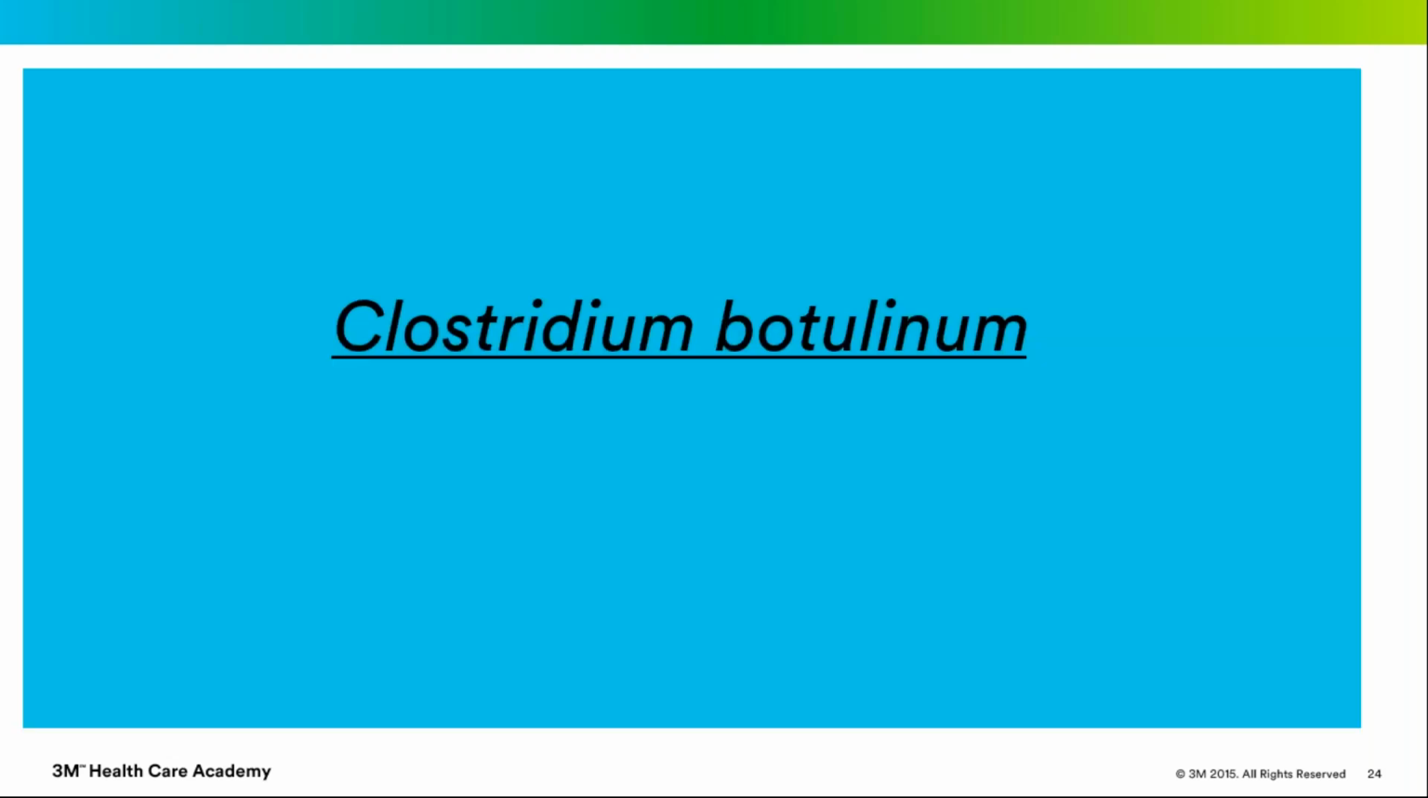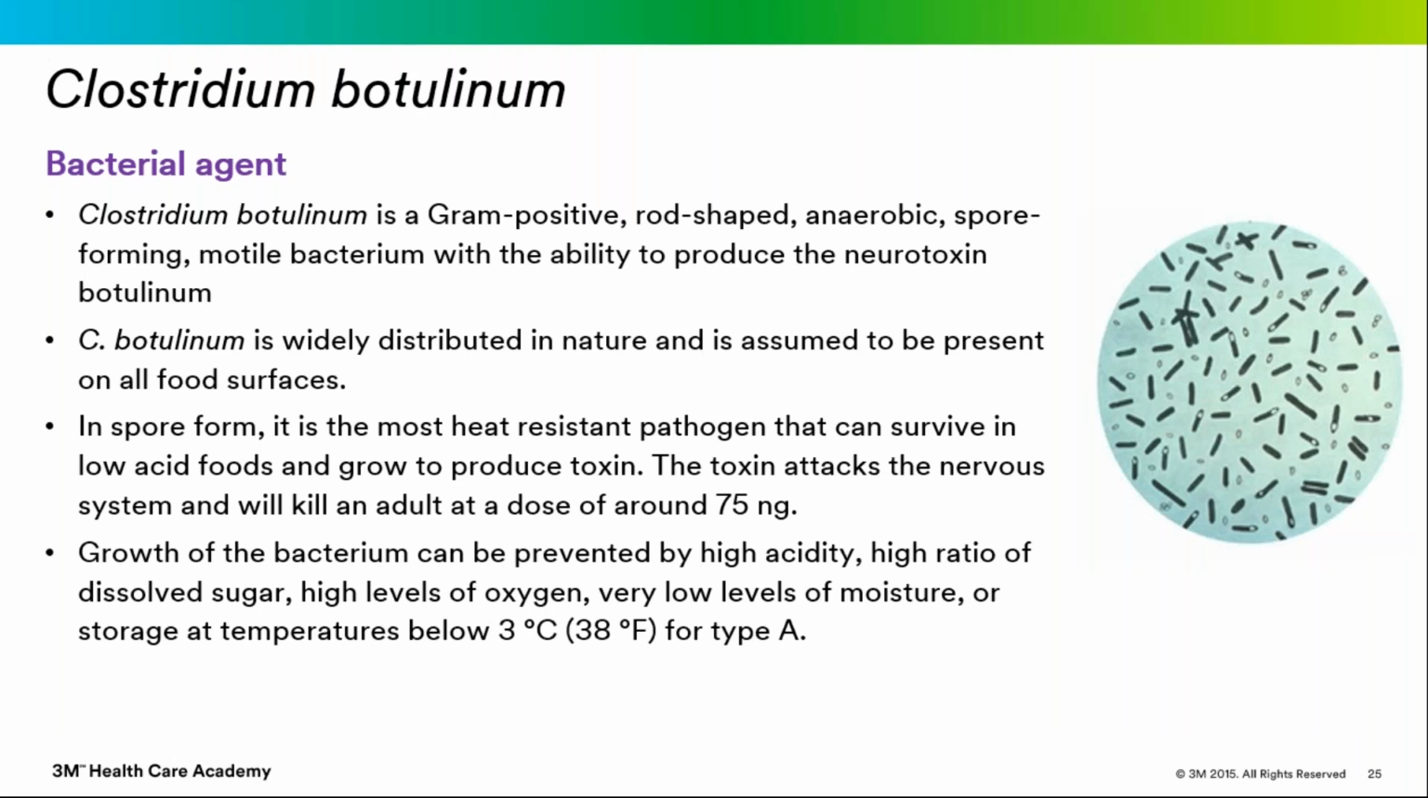Clostridium botulinum. This is a gram-positive, rod-shaped, anaerobic, spore-forming, motile bacterium with the ability to produce the neurotoxin botulinum. This is widely distributed in nature and is assumed to be present on all food surfaces. In spore form, it is the most heat-resistant pathogen that can survive in low-acid foods and grow to produce toxin. The toxin attacks the nervous system and will kill an adult at a dose of around 75 nanograms.